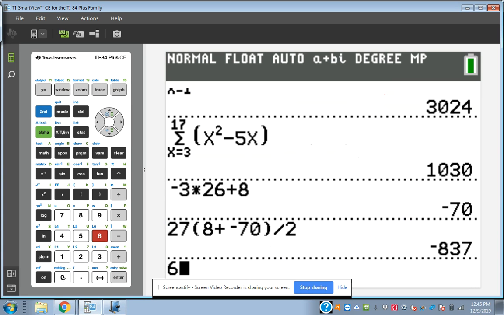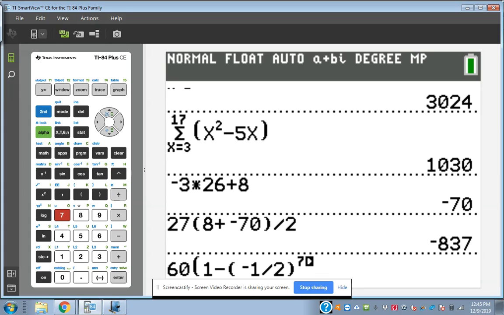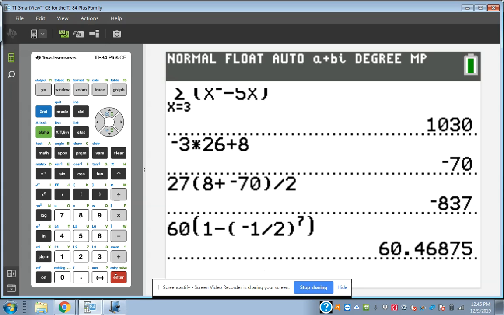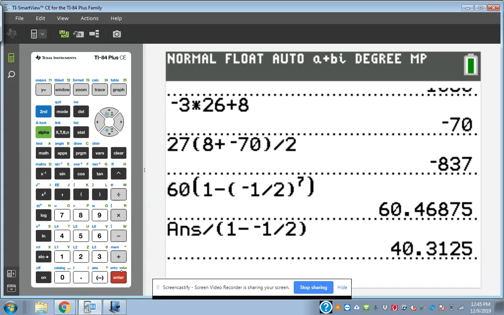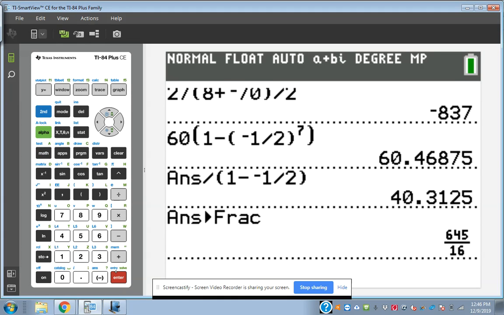So 60 parentheses 1 minus parentheses negative 1/2 raised to the 7th power. Getting that answer divided by 1 minus negative 1/2. I'm going to change it to a fraction because there's a fraction in the original problem. 645 over 16.